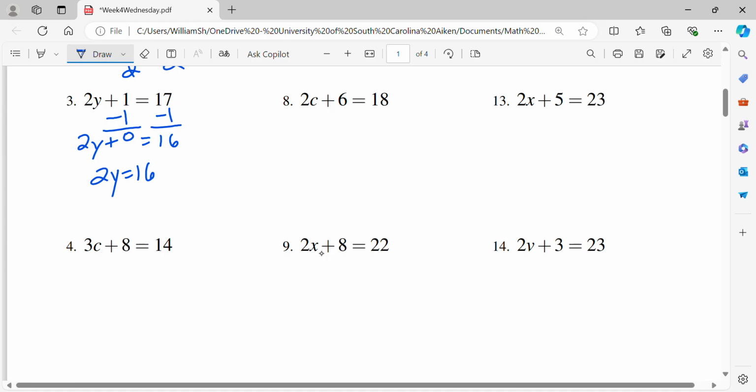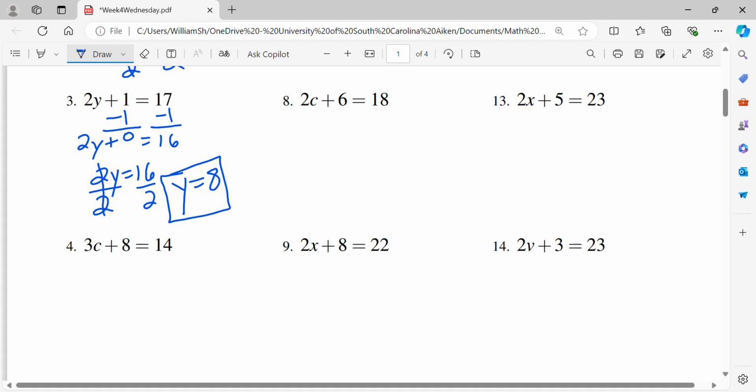This 2 is multiplying times y, so I need to do the opposite in order for it to cancel out. I need to divide. So when I divide here, it cancels itself out. I'm left with y equals 16 over 2. We know that 16 divided by 2 is 8. So my final answer is y equals 8. Okay, I think we're getting the hang of it.